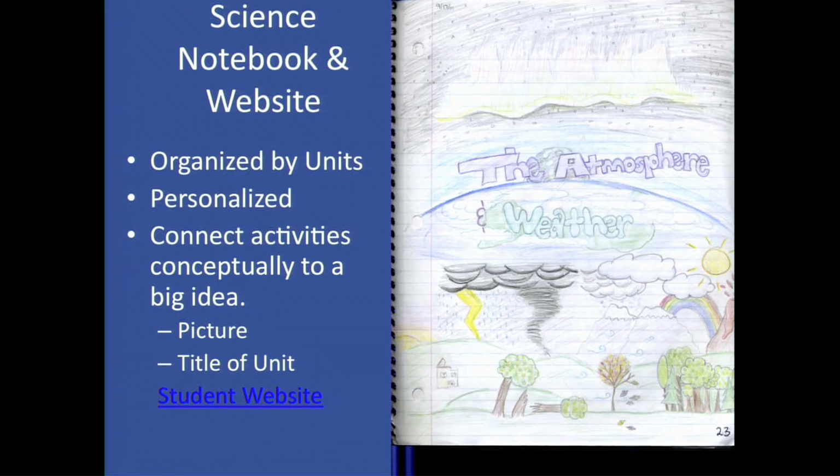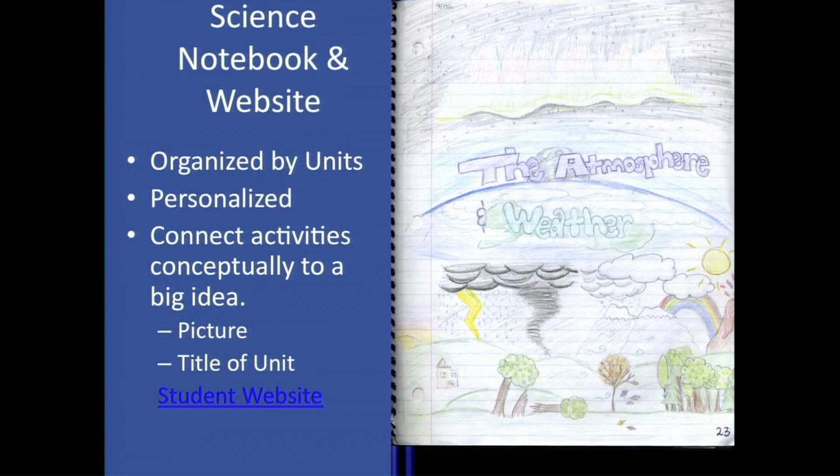So we keep a science notebook, a paper notebook, and then we keep a website at the same time. They're both organized by the same unit, so I know throughout the year what units I'm teaching. And I keep the units the same. Sometimes I switch the activities. As you go, you learn something new in class, and you change those things out.